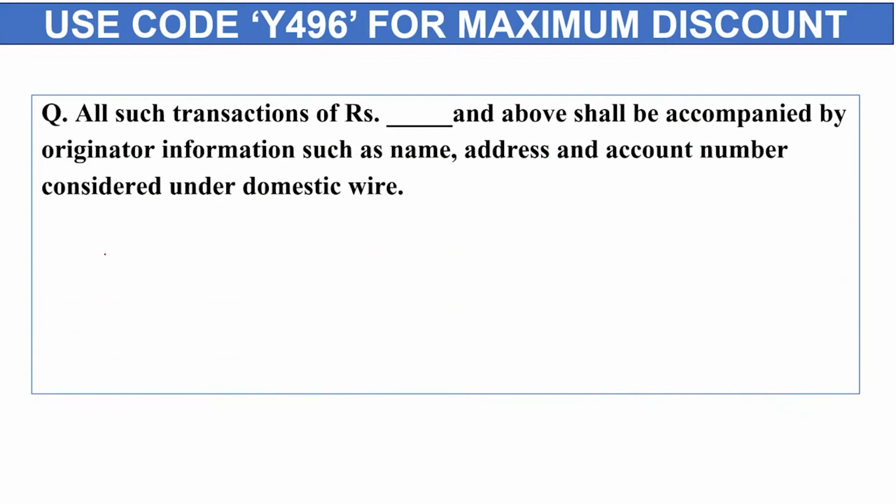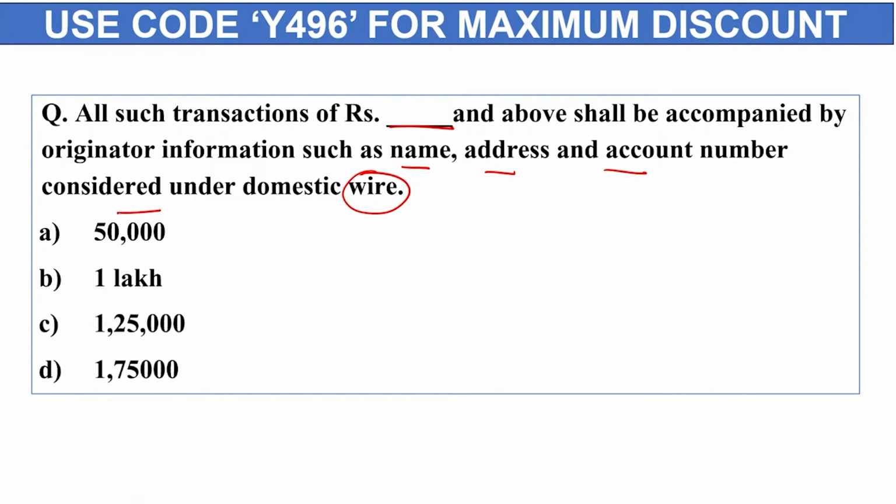Okay. Next we have: all such transactions of rupees dash and above shall be accompanied by originator information, such as the name, address, and account number, considered under the domestic wire transfer. So is it 50,000 and above, 1 lakh and above, 1,25,000 and above, or 1,75,000 and above? What is the amount of transaction which shall be accompanied by the originator information? Before performing the transaction, you have to take the originator information, such as the name of the originator, the address, and the account number, that is considered under your domestic wire transfer. So for what amount do you have to take this information?